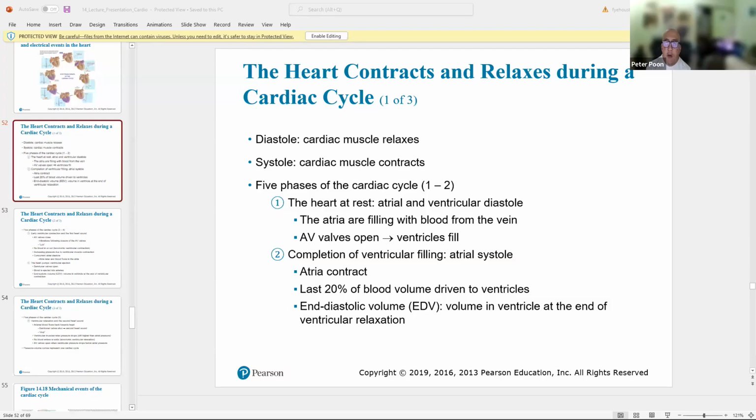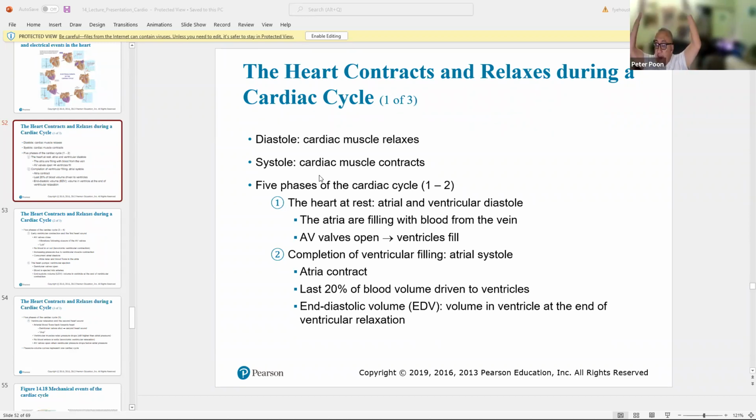So the 5 phases of the cardiac cycle. So let's share the video. Screen 1. I'll put myself there. Okay, cool.